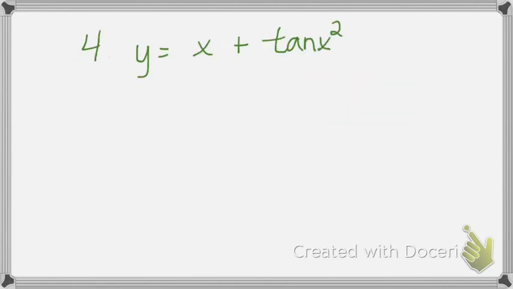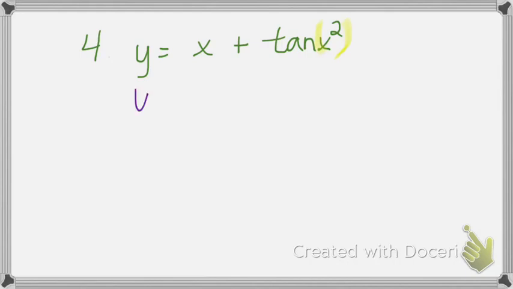Okay, on this one, we have x plus tangent of x squared. Keep in mind on this one, the way that they have that squared above the x, that just means that only the x is squared. So it's tangent of x squared. If they want that tangent to be squared, the parentheses does change, and I'll show you one of those in just a minute. But that one is just meaning x squared.